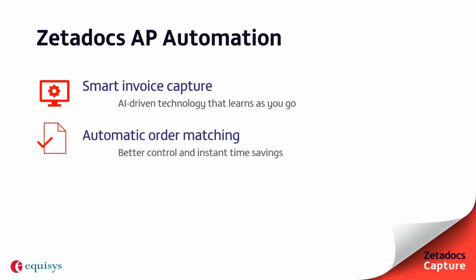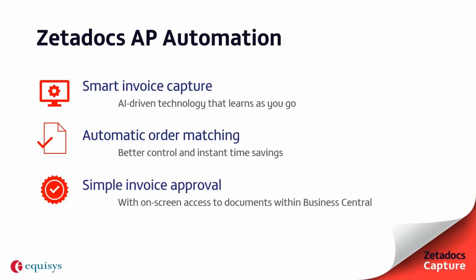Zetadocs Capture also automates the matching of line-level data amongst purchase invoices, purchase orders, and receipts, ensuring that payments are authorized only after the receipt of goods and services. This provides instant visibility into related orders and receipts. Additionally, this solution streamlines your AP approval workflow by presenting file copies of purchase invoices and delivery notes during the approval process within Business Central. The original vendor documents are securely archived on Microsoft 365 SharePoint Online, making them accessible organization-wide.